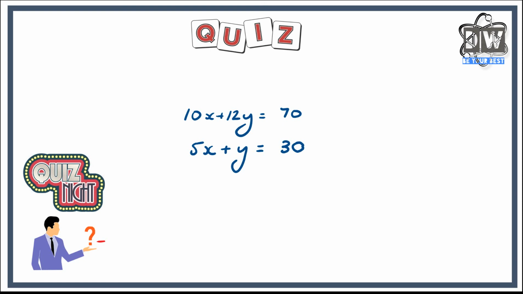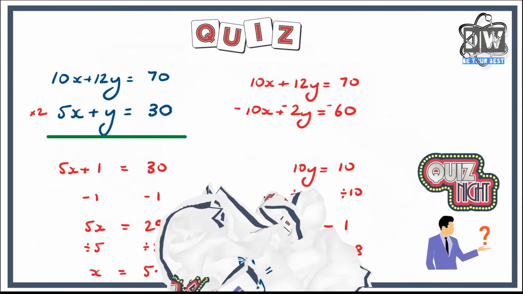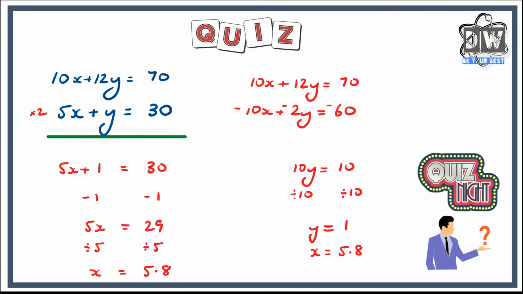Again, I've tried to pick a relatively easy one for you. Give it a go, come back and see if you've got it correct. So here we go, Answerville. We multiplied the bottom equation by 2, and then we worked through, and hopefully you all agree that was relatively easy. Well done if you got it correct.